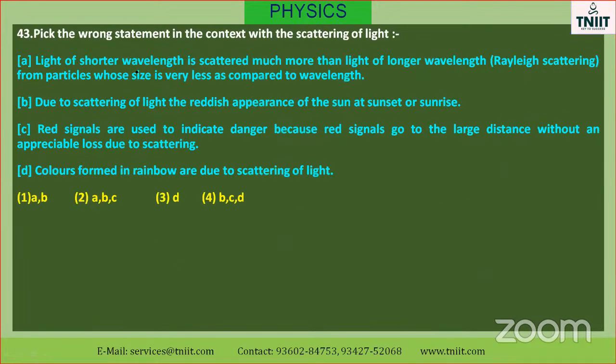Pick out the wrong statement in the context of the scattering of light. Wrong statement. Colors formed in the rainbow is due to only scattering. This itself is wrong, because in the case of a rainbow, there will be dispersion, right? And there will be refraction. So please remember, option D is the wrong statement. So option 3 is the right answer. Theory based question.